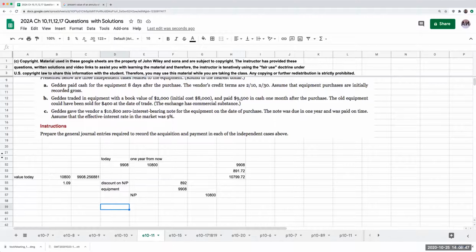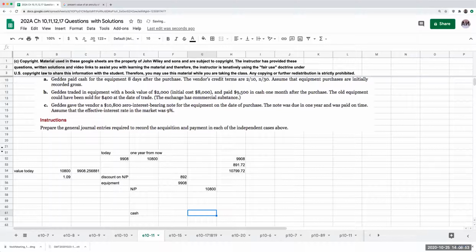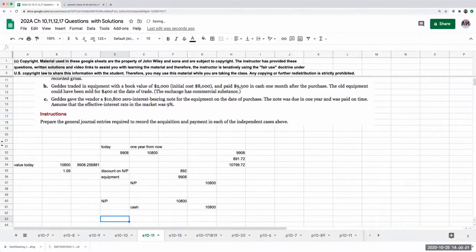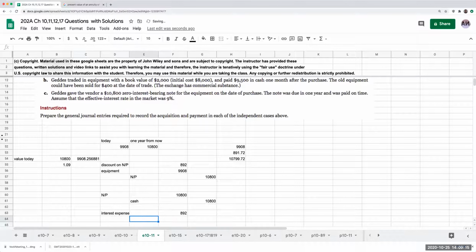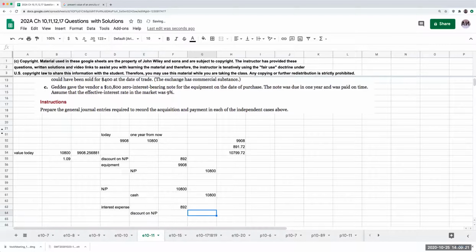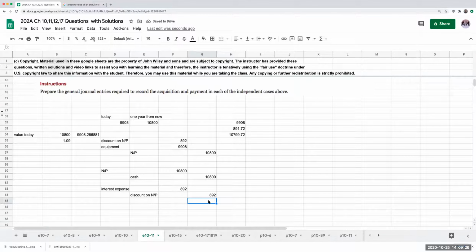So what happens when this is paid? Well, a year from now, I know I'm going to be paying out cash of 10,800. I'm going to be debiting note payable for 10,800. But the other part I have to do is that now that I'm paying off the note, I need to get rid of the discount. So this is going to be a debit to interest expense for 892, and then I'm going to credit the discount on note payable because now I've paid this off. So your book actually combines this into one journal entry. You can do it either way.